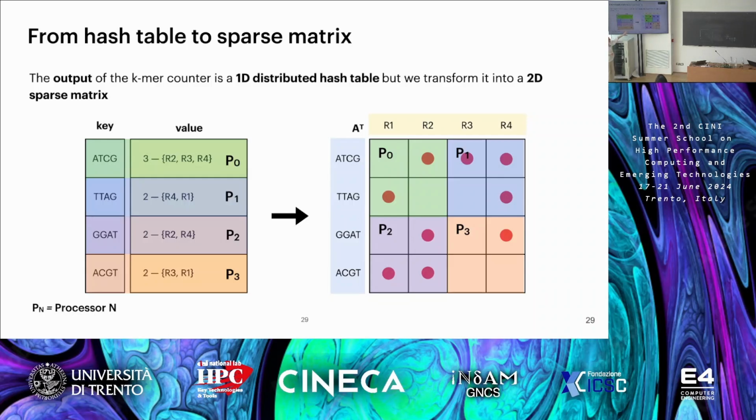But what's interesting to notice here is that while it's easy to see that you can divide a sparse matrix in 2D, it's much, much harder to think about how you can divide a hash table in 2D. Where do you decide the second dimension boundary? It's much, much trickier. And I'll come back to this in the results to make a point.